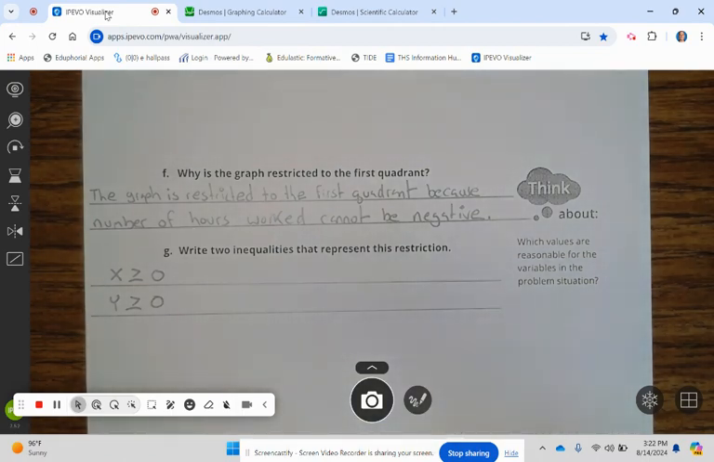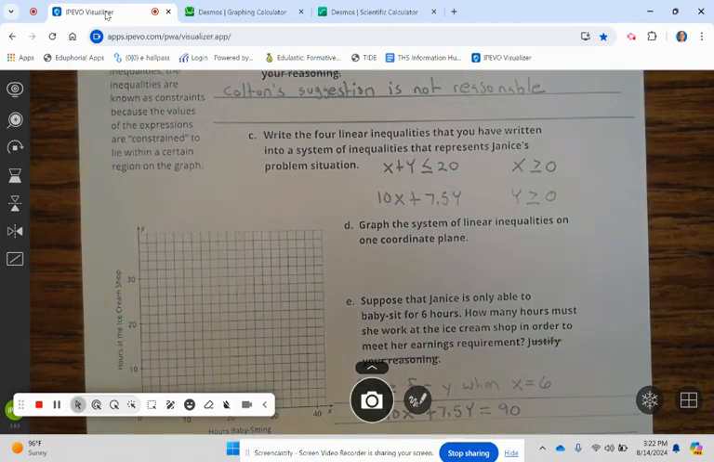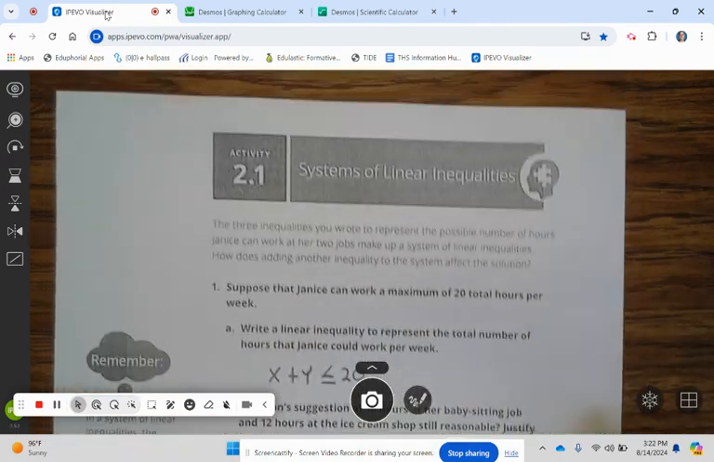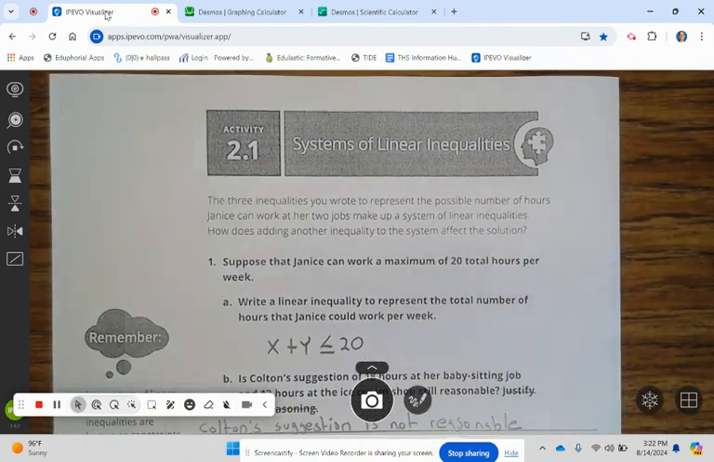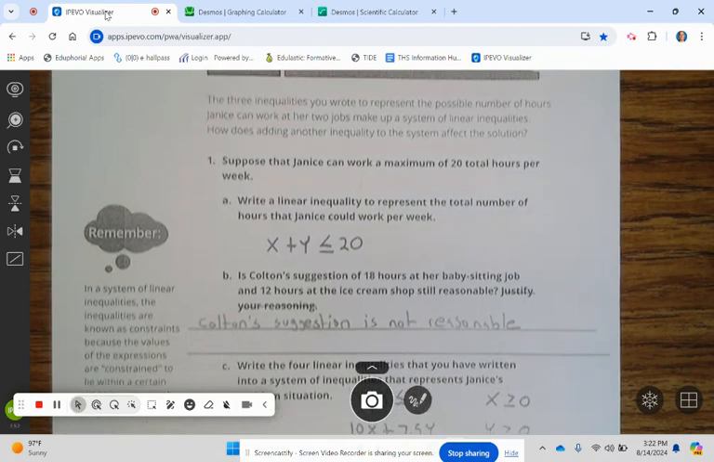All right, let's take a look at the next page. Activity 2.1, Systems of Linear Inequalities. The three inequalities you wrote to represent the possible number of hours Janice can work at her job make up a system of linear inequalities. How does adding another inequality to the system affect the solution?